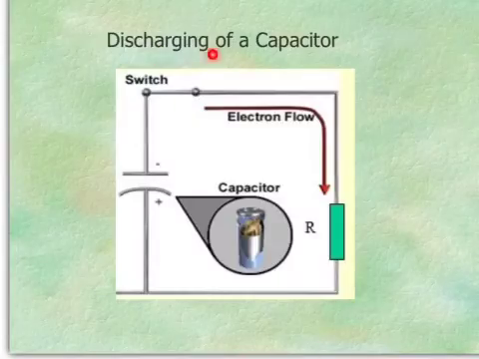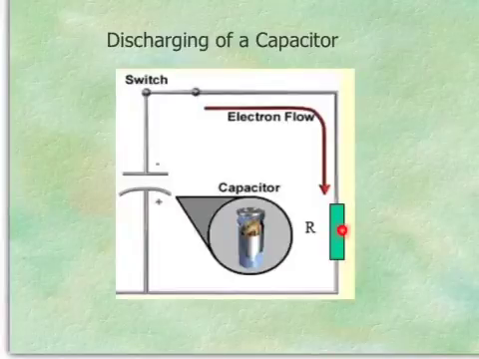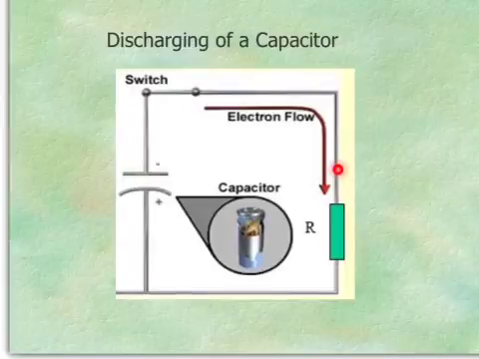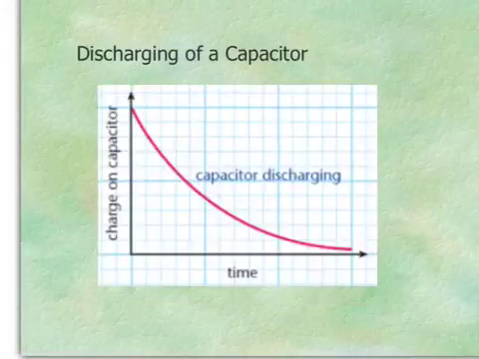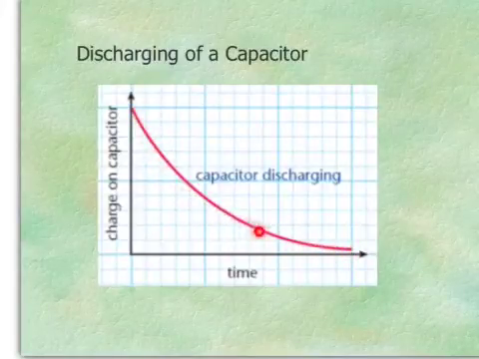For discharging a capacitor, the capacitor is connected to a resistor, typically a light bulb, and the discharging process will be brief, so the light bulb will only glow for a few seconds. This graph here shows the discharging process. It discharges very fast and slows down and flattens off.